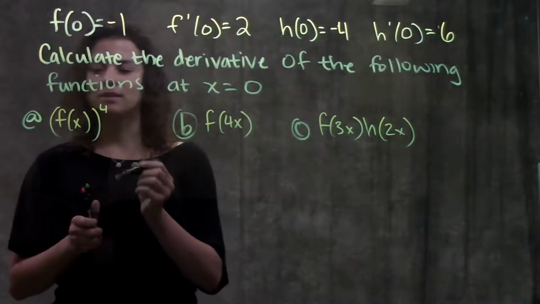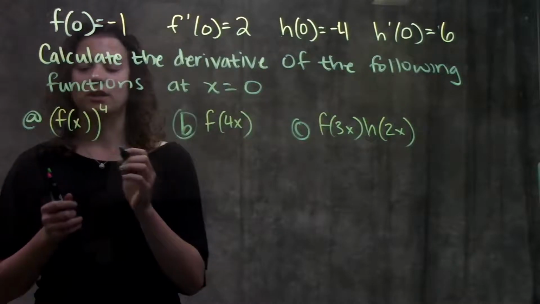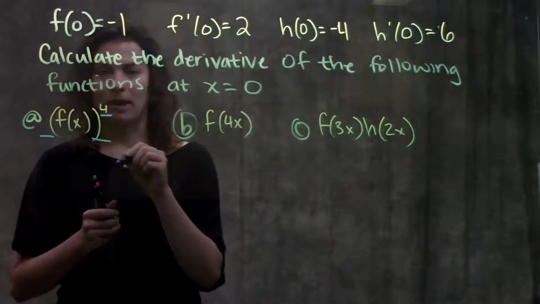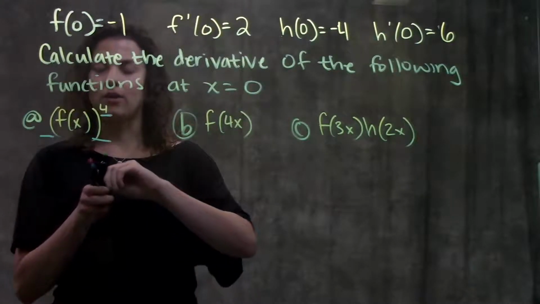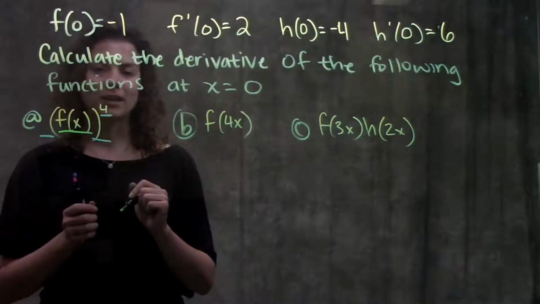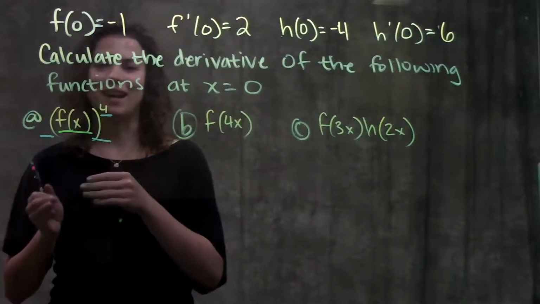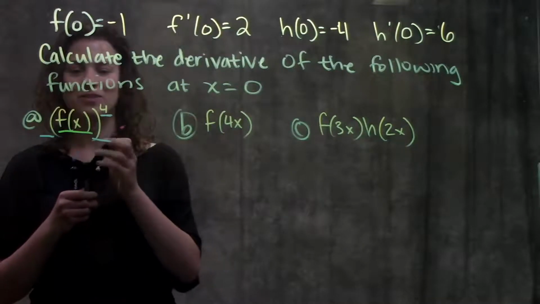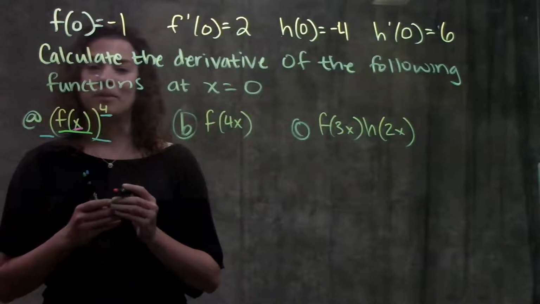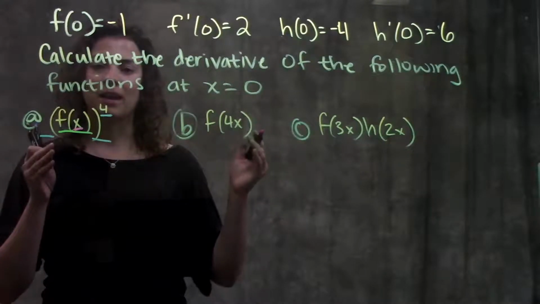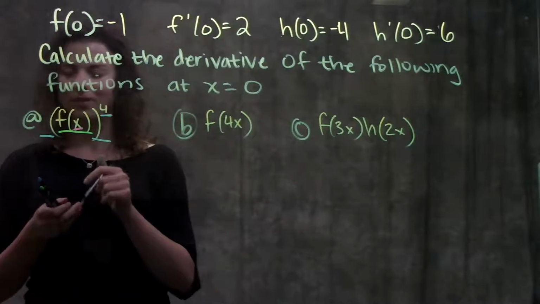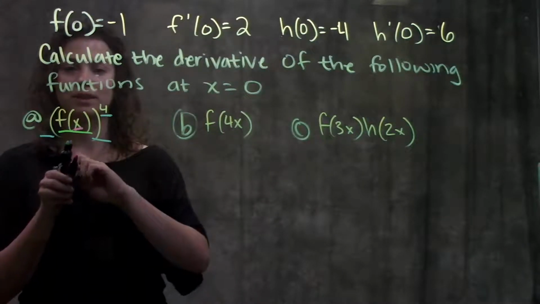Okay, so step 1, I'm going to identify what my outermost function is. My outermost function is just this thing raised to the 4th power. Now I go inside. My inside function is just f of x. And actually in this problem, I have an even inner function. My innermost function is just this value x. Remember, chain rule says start with the outside, calculate the derivative, and multiply by the derivative of each inside function. My outside function is something raised to the 4th.